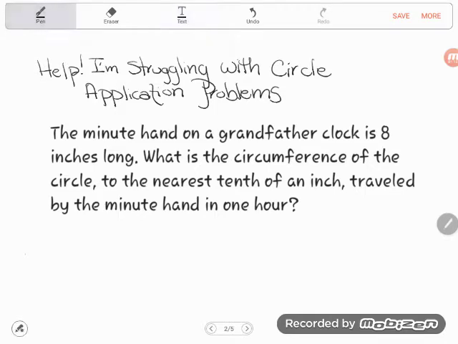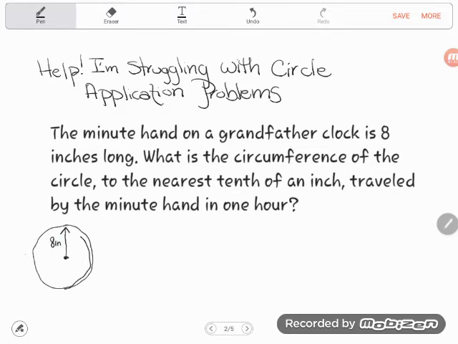So let's draw ourselves a little grandfather clock here. They did tell me that it was forming a circle, so even if you're not super familiar with clock faces, you could know that. So there's my little grandfather clock. And then it said the minute hand on a grandfather clock is 8 inches long. Let's think about the way a minute hand works. It goes from the center of the circle to the outside, has that little arrow on it. And they're saying this minute hand is 8 inches long.